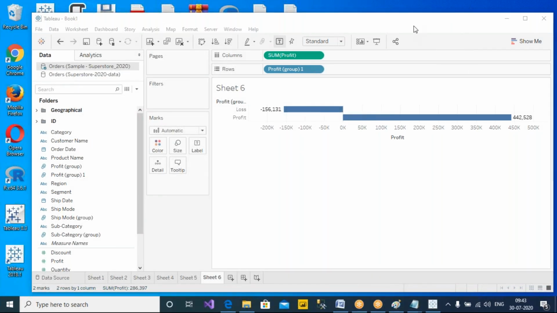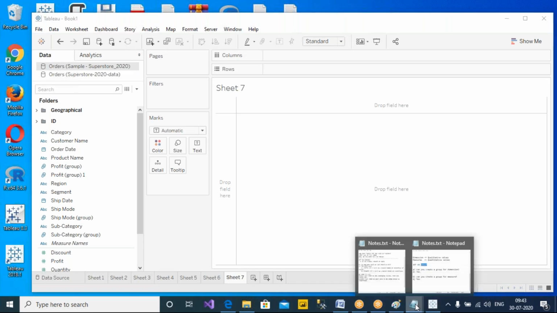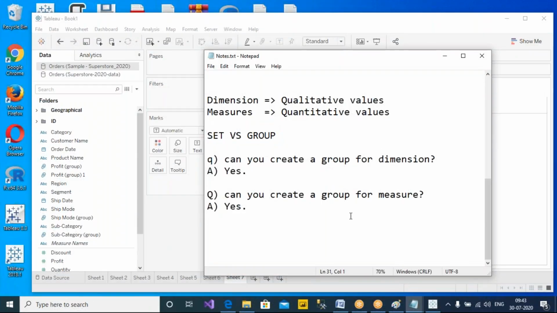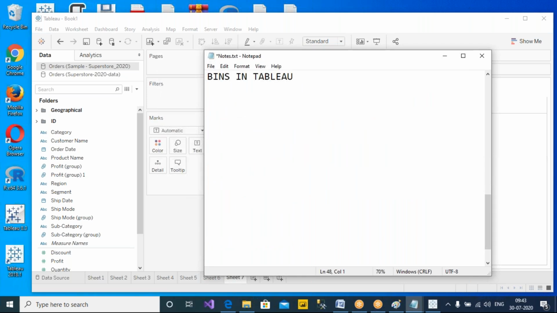All right, so let's see one small thing again and we'll wind up for today. What we see here is bins in Tableau. Very small topic. Bins in Tableau are nothing but, I would say, baskets. And how does it work? Maybe I have to give you a small example.